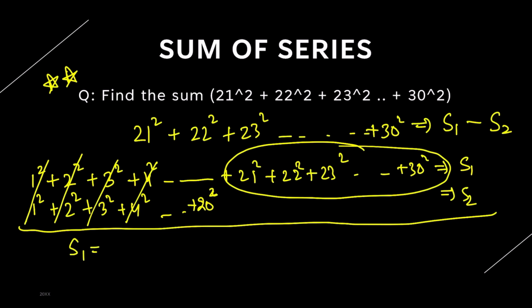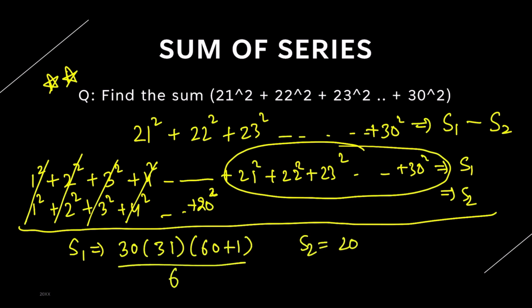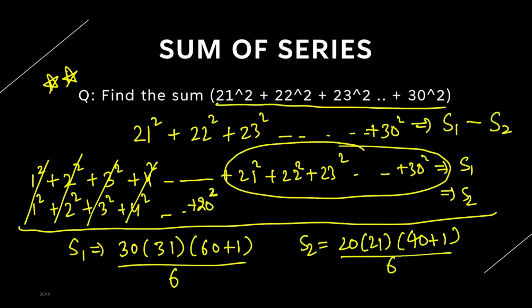Now, S1 for the first 30 terms is n(n plus 1)(2n plus 1) by 6. S2 is equal to the same for the first 20 terms, n(n plus 1)(2n plus 1) by 6. And then you can do S1 minus S2 and you will get the final answer. I hope this is clear, right? So in the exam, if they ask you such a question where you cannot directly put the formula, you have to be very smart about how we can pick the specific part we are looking for, right? Moving on.